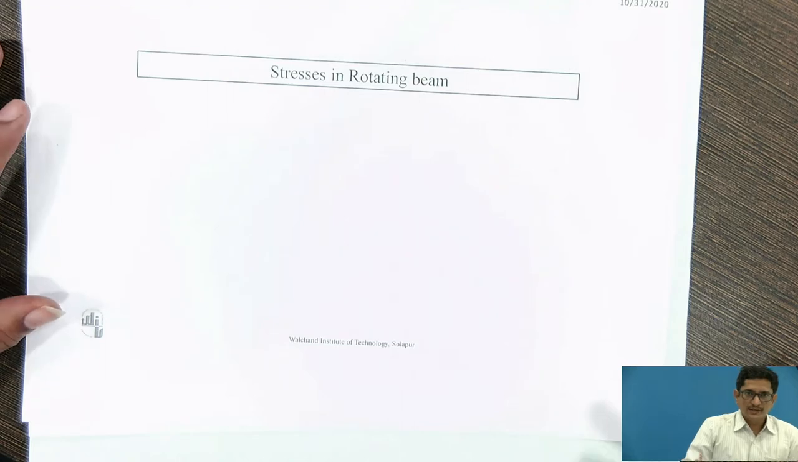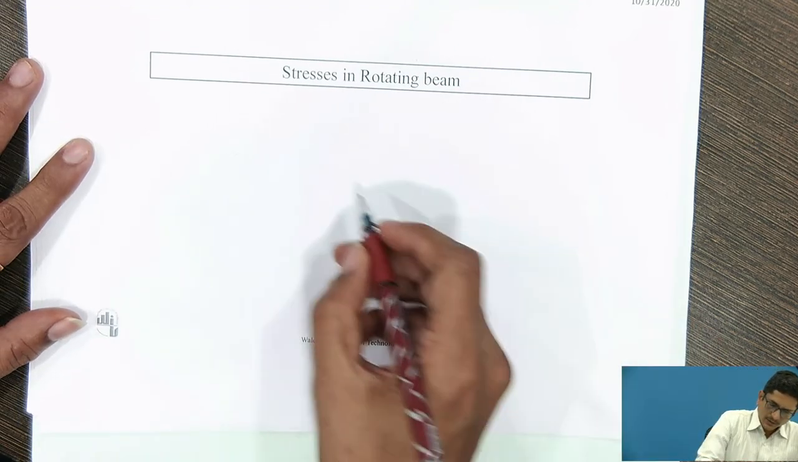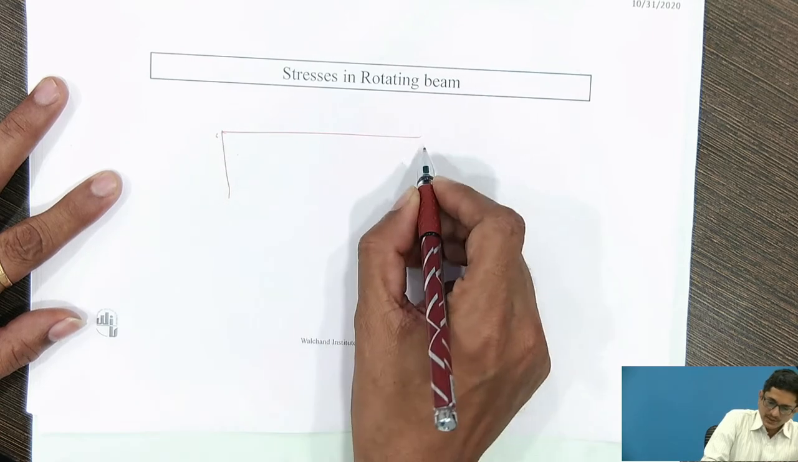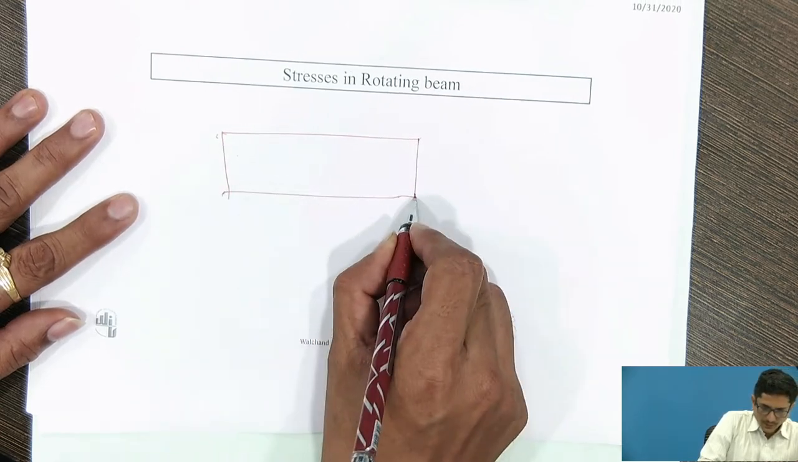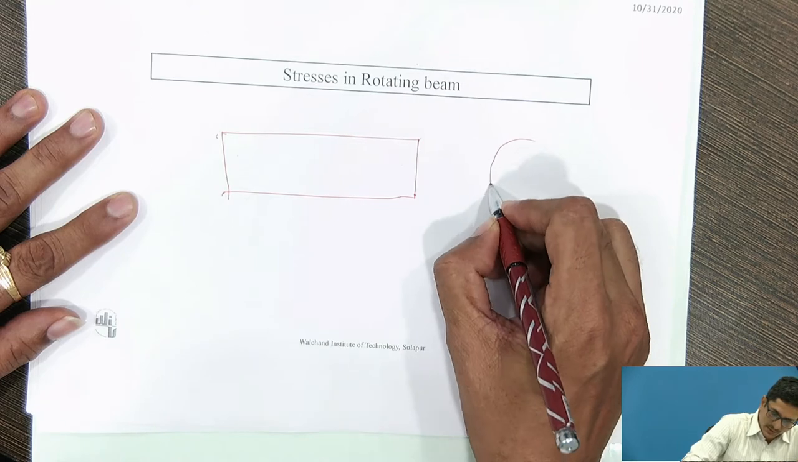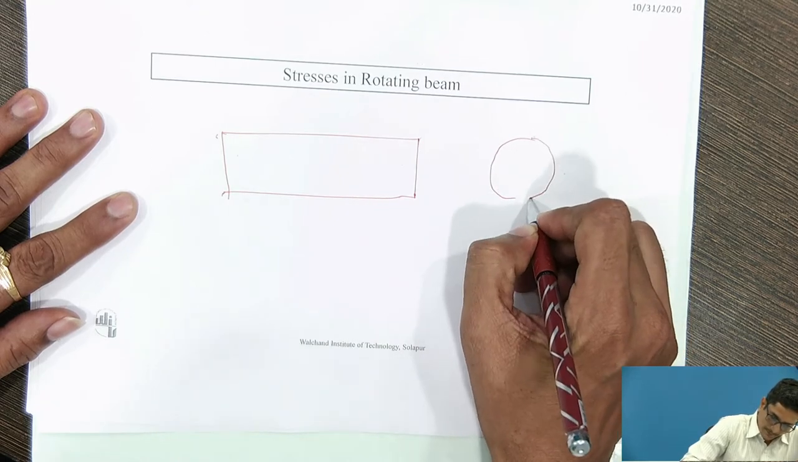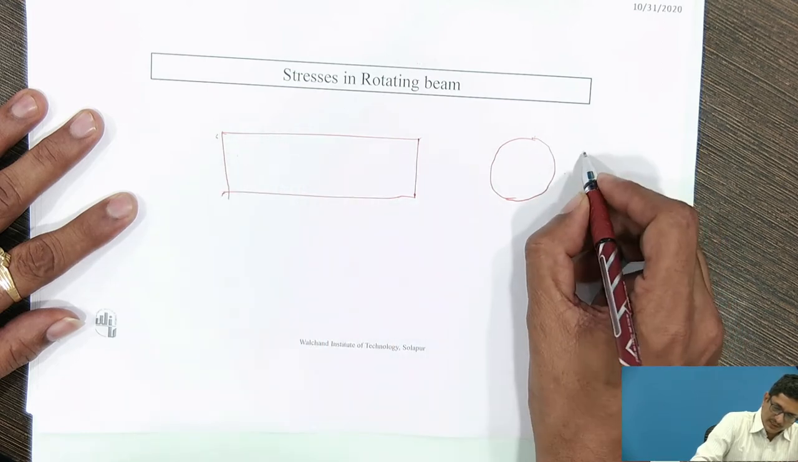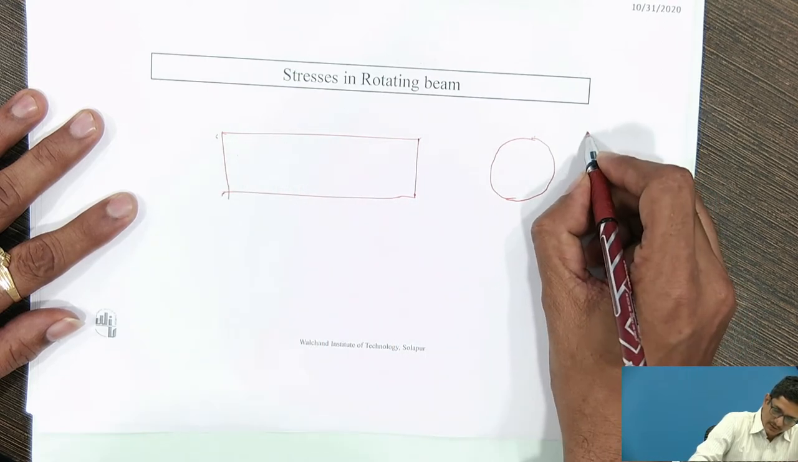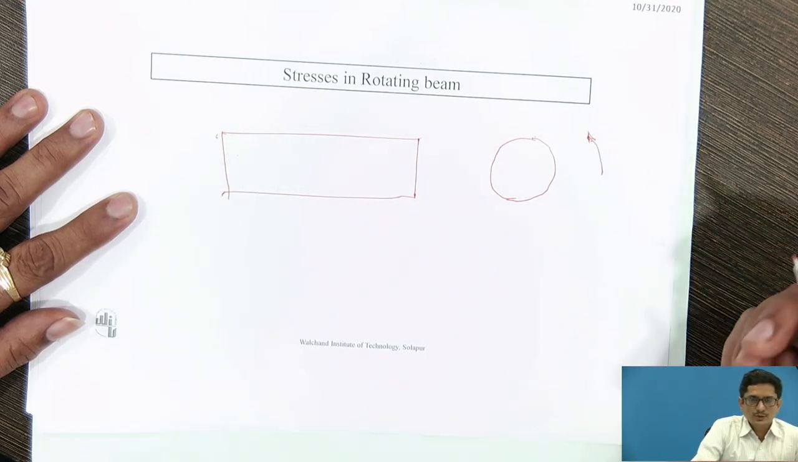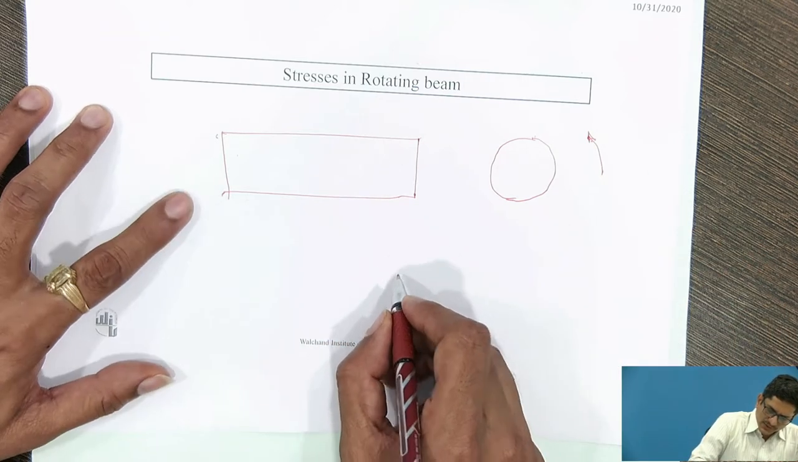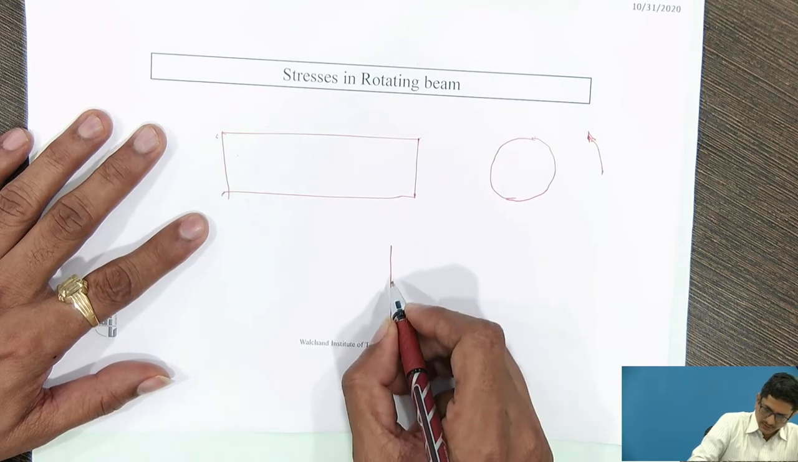What happens in this rotating beam? This beam is loaded under bending. However, the component is continuously under rotation. This is the beam which is under rotation. We can say that this is rotation. It is subjected to counterclockwise direction. This component is subjected to the stress, which is a reverse stress.